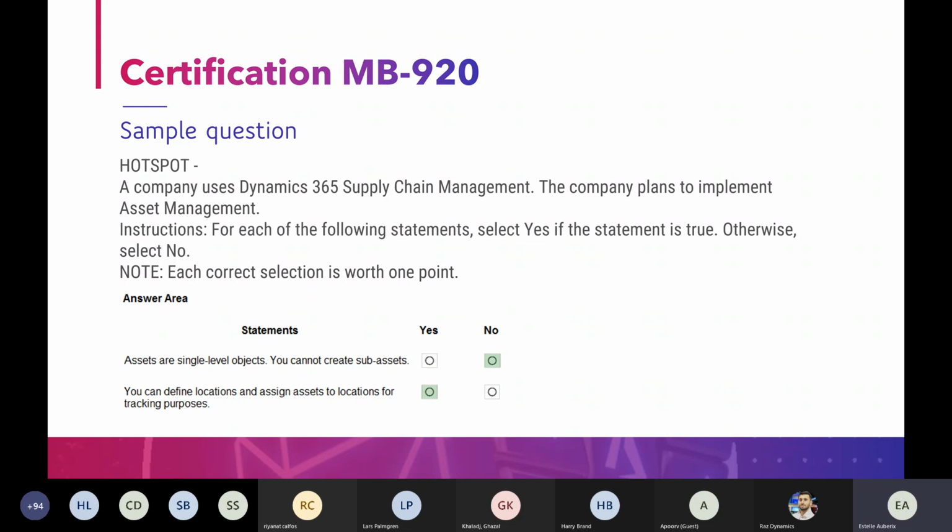So you have to eliminate the negative by another negative. So when in the answer they say you cannot create sub asset, you say no, because you can create the sub asset. That is this kind of tricky question that you can have in the exam. So that's why I put this example, just in order to be careful.